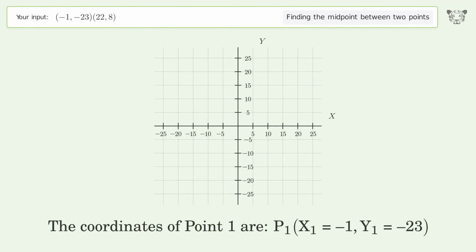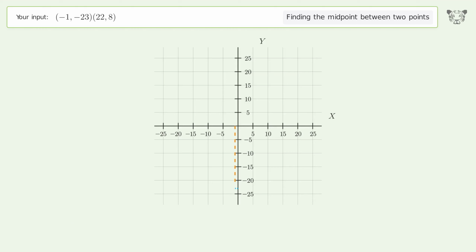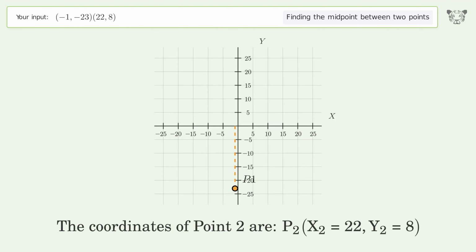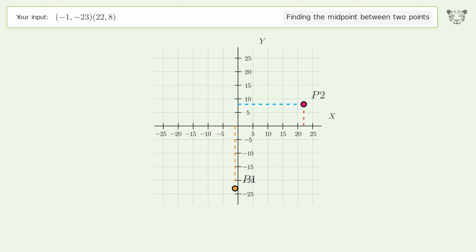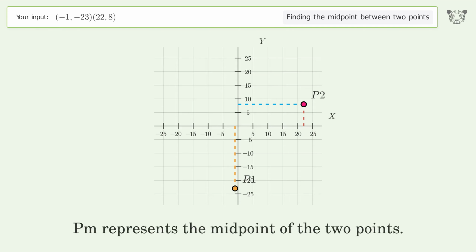The coordinates of point 1 are, x1 equals negative 1, y1 equals negative 23. The coordinates of point 2 are, x2 equals 22, y2 equals 8. PM represents the midpoint of the 2 points.